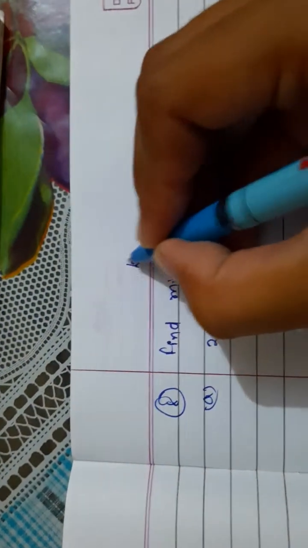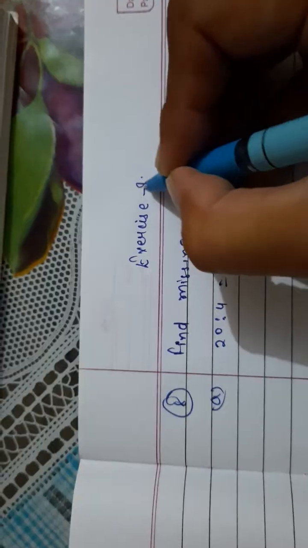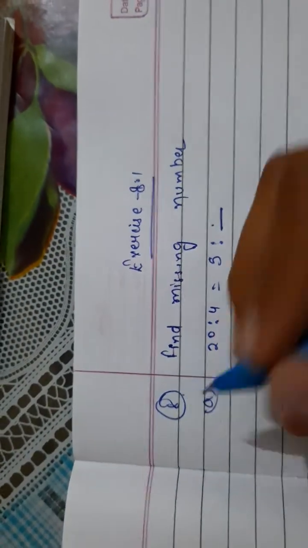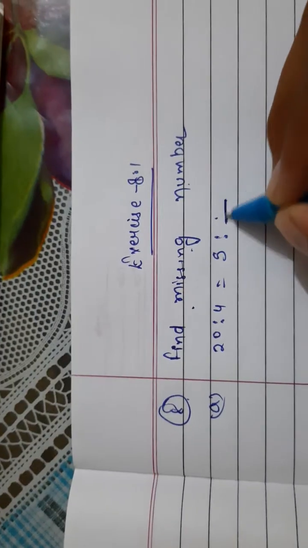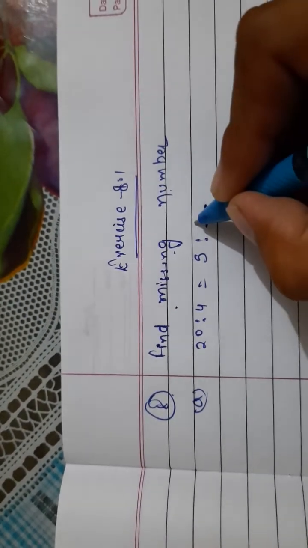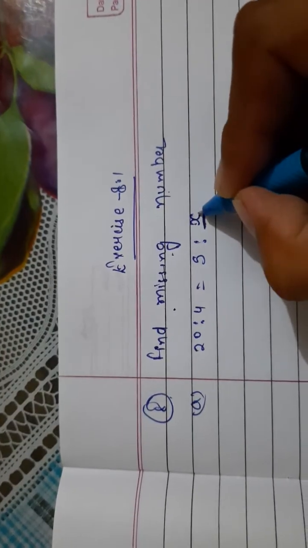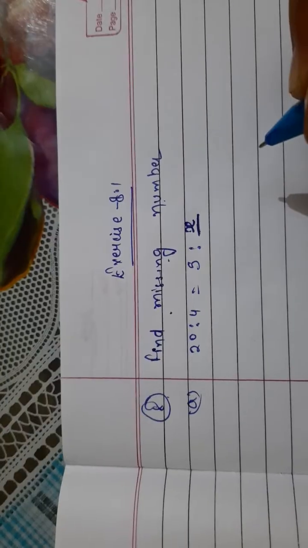Hello students, next we are going to start exercise 8.1. Next questions from the 8th question. They said find the missing number. This number is missing, we have to calculate this. So for the missing number, we will write x there, meaning we have to find the value of x. So how can we find it?